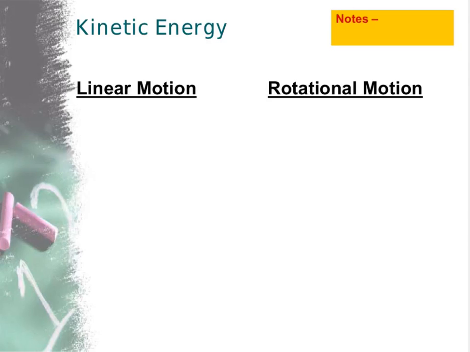If you remember back from Unit 3, we had a formula for kinetic energy: kinetic energy equals 1/2 mv squared. Now in rotational motion, we have something very similar. We can write kinetic energy equals 1/2.